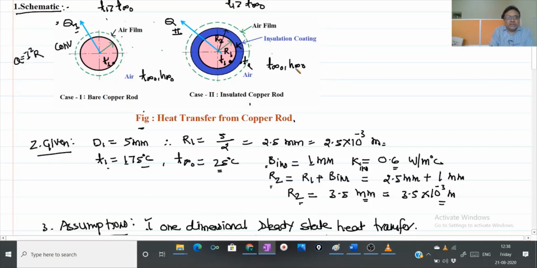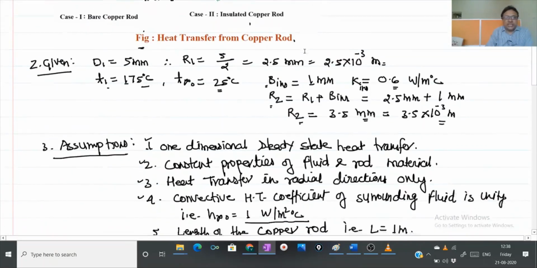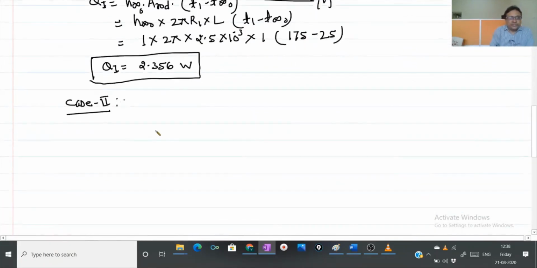So as you can see here, the copper rod is heated at temperature T1. Heat transfer will take place from the copper rod through this insulating material by conduction. Let's say the outer surface temperature of this insulating material is T2, and the heat transfer from the outer surface of the insulating material to the surrounding fluid will be by convection. So it will be a combined mode of heat transfer in the second case.